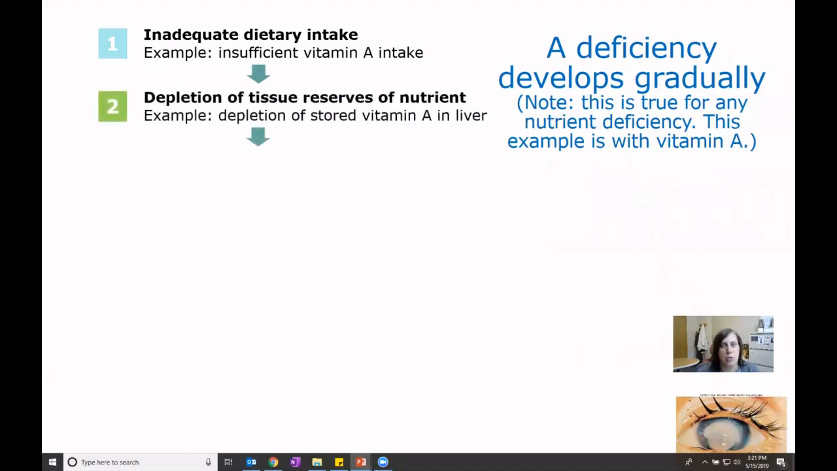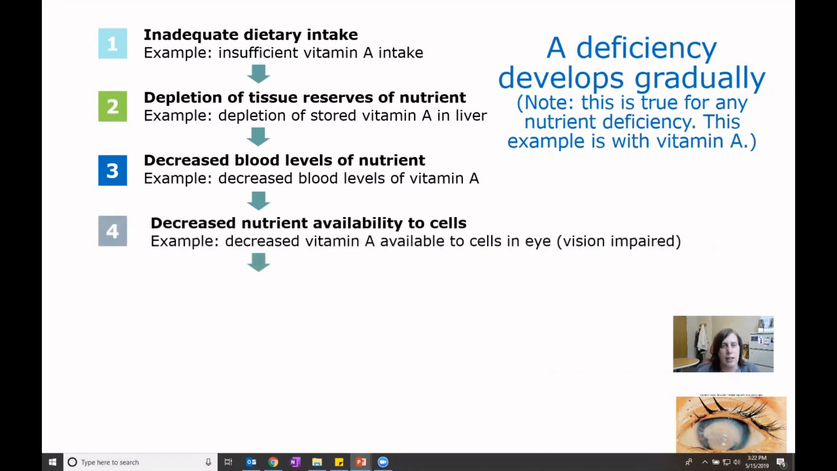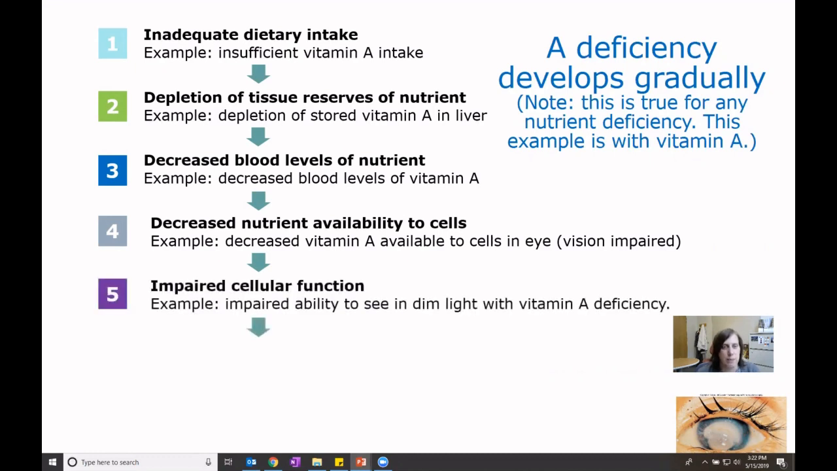Then you're going to see tissue reserves of a nutrient, if it is stored in the body, go down. In the case of vitamin A, it is stored in the body, so we see that the storage goes down in the liver. We see decreased blood levels of the nutrient, in this case, decreased vitamin A blood levels. And then, of course, the cells would not have the nutrient as available to them to use. In this case, with vitamin A, cells in the eye would not have the vitamin A they need, so it leads to impairment of vision. This leads to impaired cellular function.